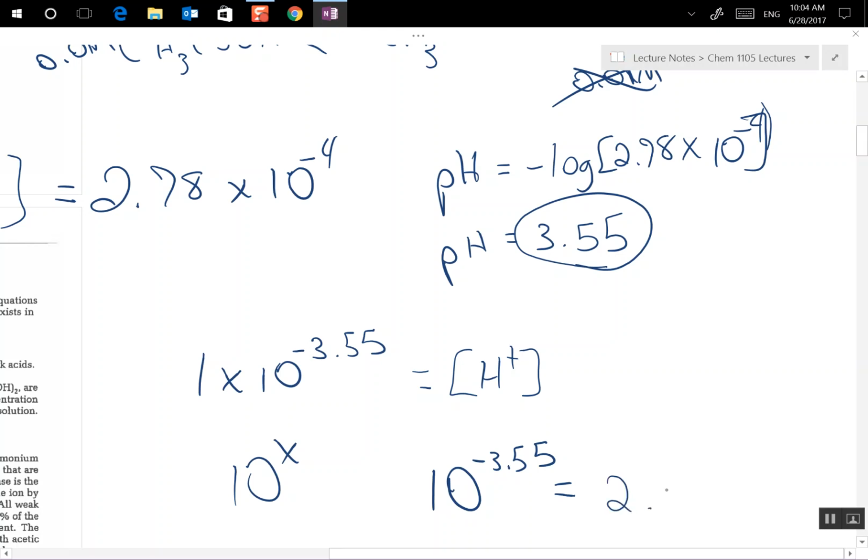2 point what? Okay, so we get back to where we started, right? So that's how you go back and forth. So now take 2.81 times 10 negative 4 and hit log. What's the log of 2.81 times 10 negative 4? 3.55. Now do anti-log of negative 3.55.